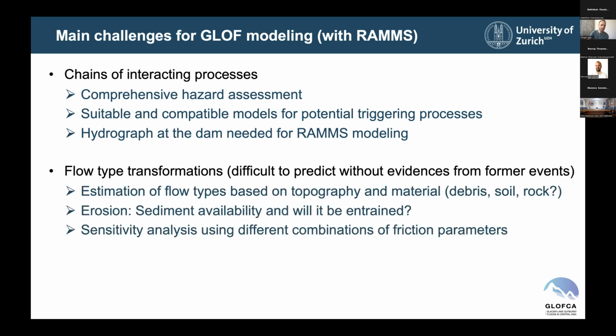And for flow type transformation, we have an estimation of flow types that we can have maybe from past events or based on topography or of material.